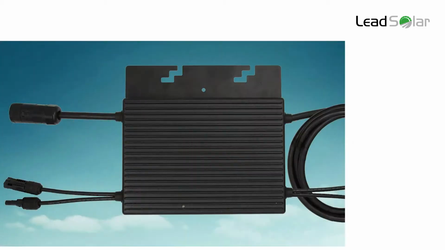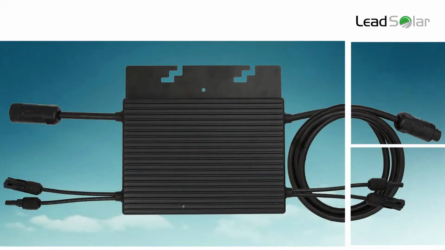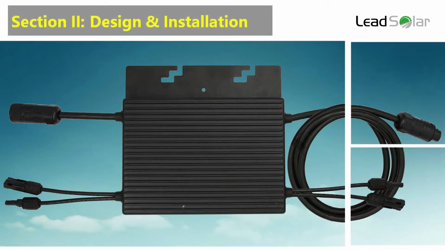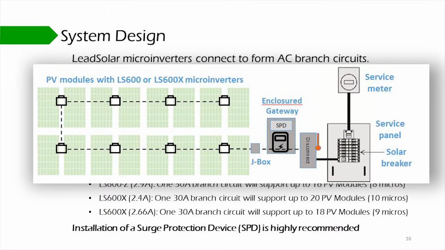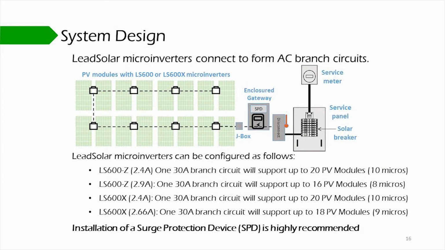In Section 1, we've discussed the product features of the microinverters, gateway, and monitoring system. Section 2 will detail the design and installation process. Unlike string inverter systems, microinverters connect to AC branch circuits. The connection process is simple, with the maximum number of microinverters dictated by the maximum current available from each device.